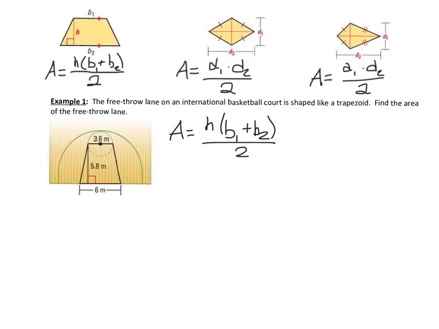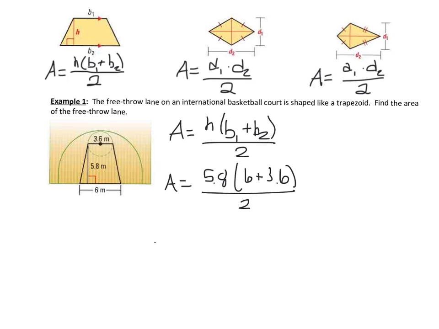So I can see, okay, down here, we'll say this is one of my bases, this is my other base, and my height, again, comes perpendicular. So I have all the information, I just need to fill it in correctly. So my area is equal to my height, which is 5.8, times my base 1, which is 6, plus my base 2, which is 3.6. And I take that whole thing and divide it by 2.